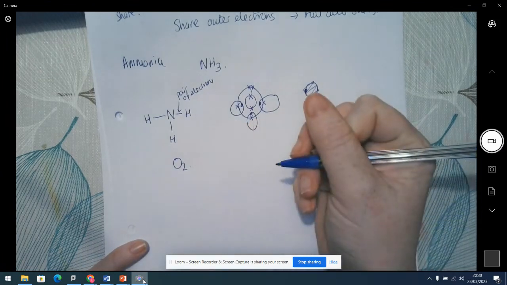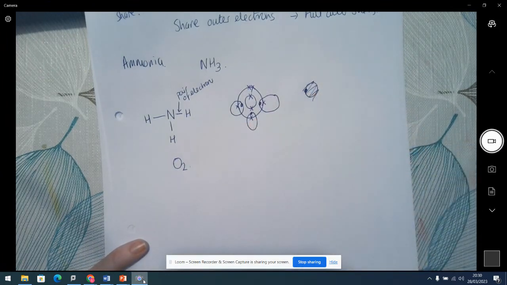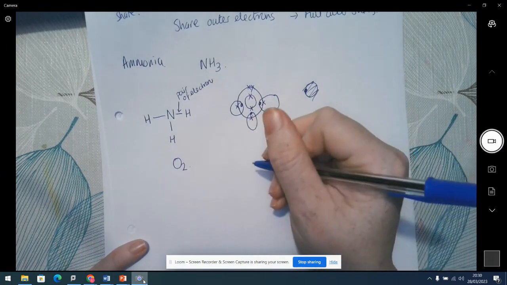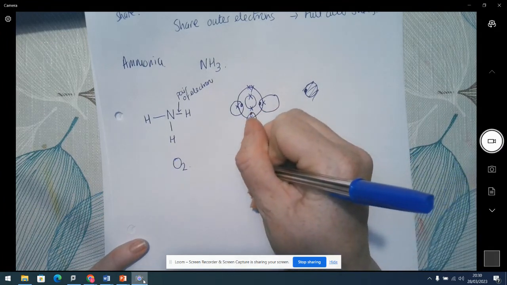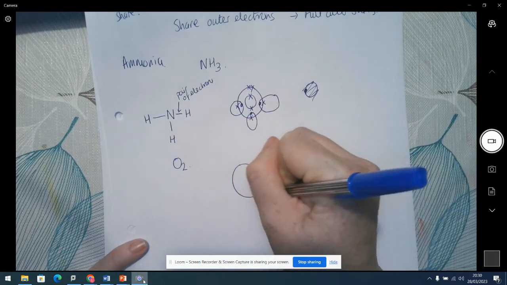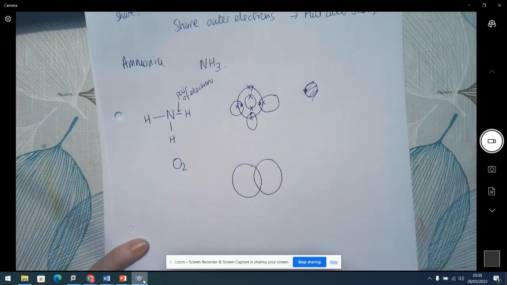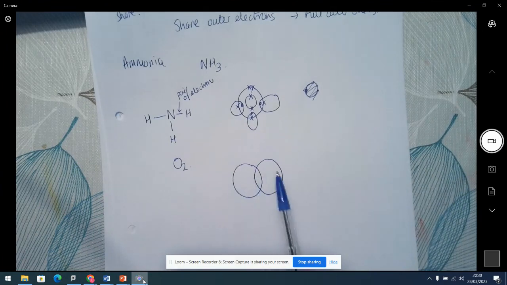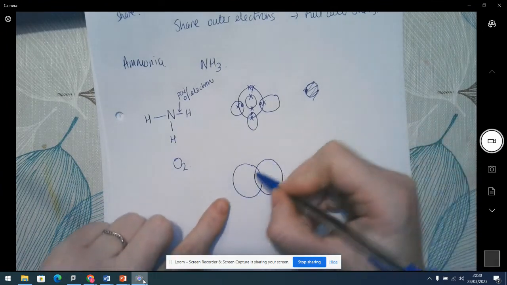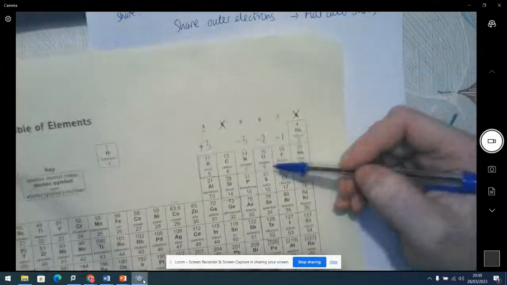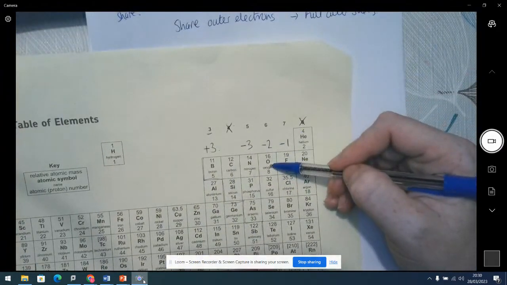And oxygen is in group 6 of the periodic table, so I know it's got 6 electrons in its outer shell. I'm only going to draw the outer shell in this case today. So here is a typical bonding diagram that they will give you in the exam. And they're very good. They normally give you it, but blank like so.